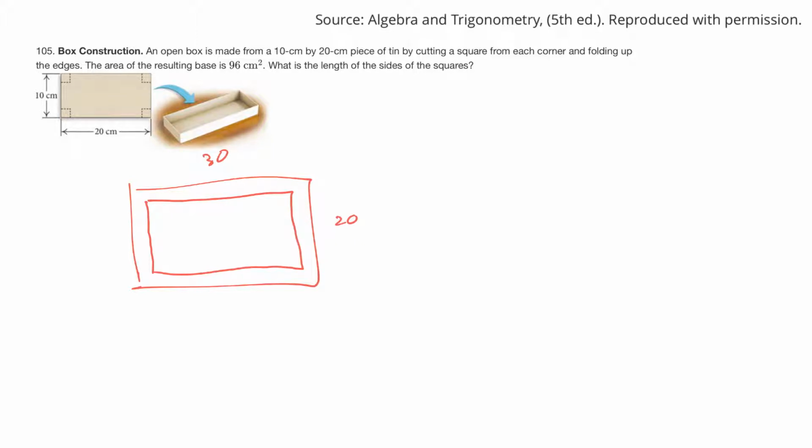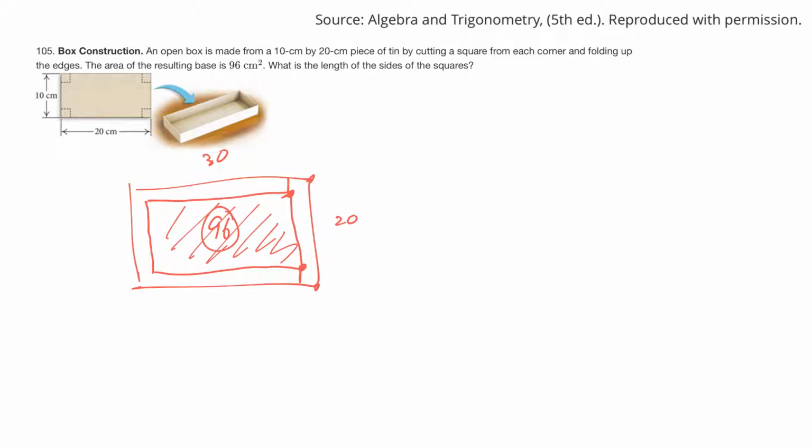And then fold that out. And then they say the area of this piece in here is 96. But I don't know this distance from there to there. I know from here to here is 20, but I don't know this inside distance. But I do know that this and this would be the same distance. I don't know what that distance is, and that's what they're asking for.